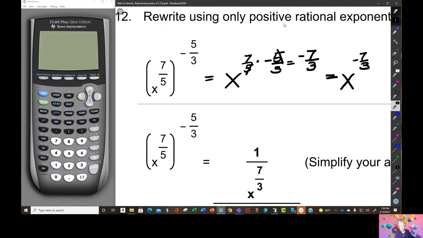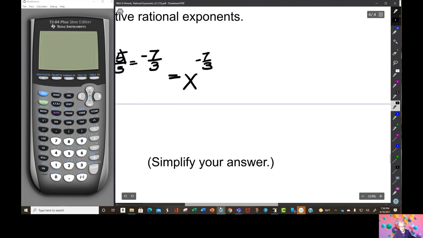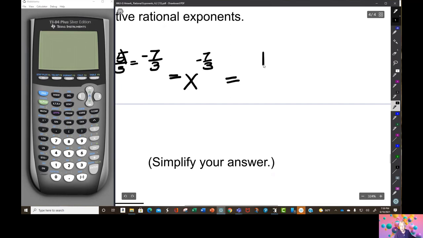rewrite using only positive rational exponents, we have to translate this. Oops, where did my problem go? There it is. This is 1 over x to the positive 7/3. Almost forgot that last step. Be careful.